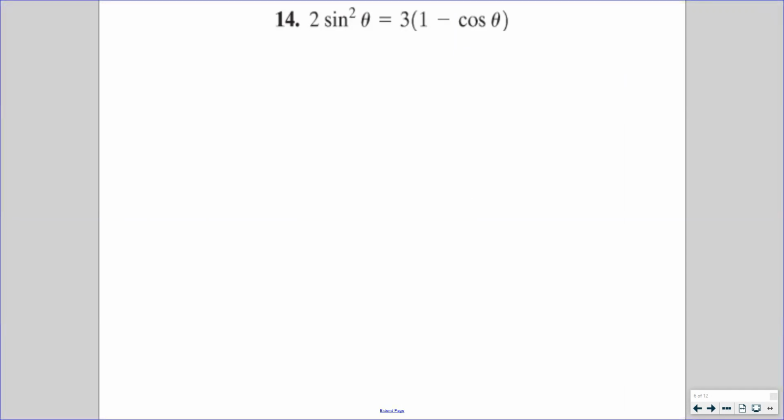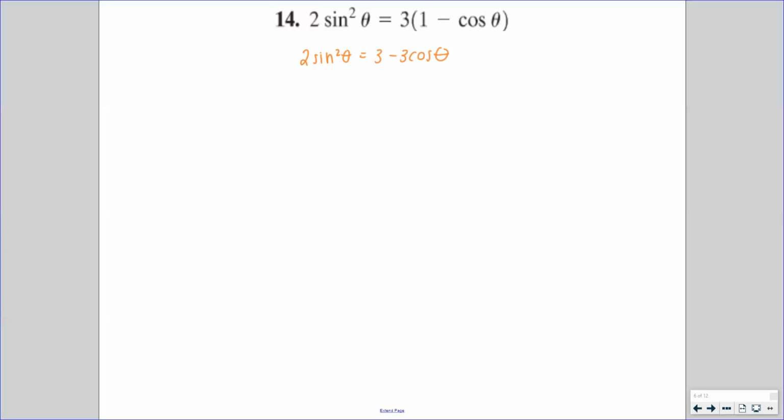All right, so two things. We need the general solution equations that make every single angle we plug in for theta make this equation true. And then we need the particular solutions between 0 and 2 pi. So here we're looking for where 2 sine squared theta is equal to 3 times the quantity 1 minus cosine theta. I'm going to do this in steps. I think the first thing a lot of people will do is probably distribute 3 into both of the terms on the right-hand side.